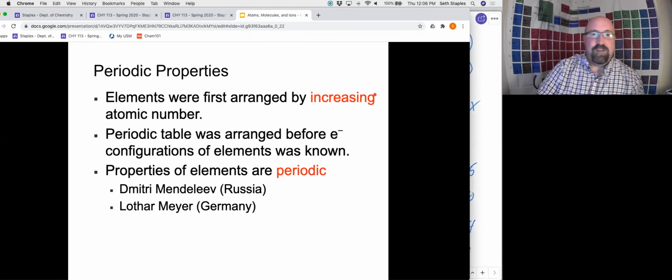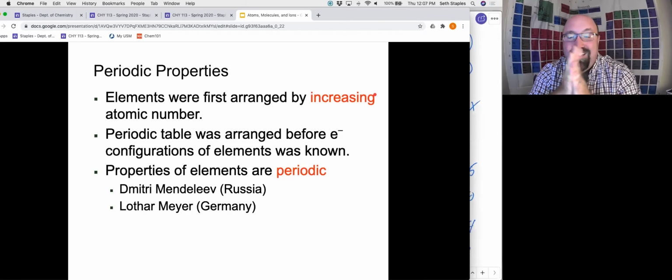All right, let's talk briefly about the periodic table. Like I said, elements are arranged in order of increasing atomic number. And the periodic table was arranged before any sort of electron configurations were even known. That's one of the things we'll see when we look at electrons in more detail in a couple of weeks: it turns out that there's a lot of information about electron configuration that we can get from the periodic table as well.